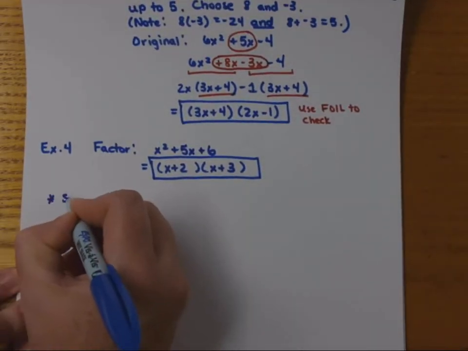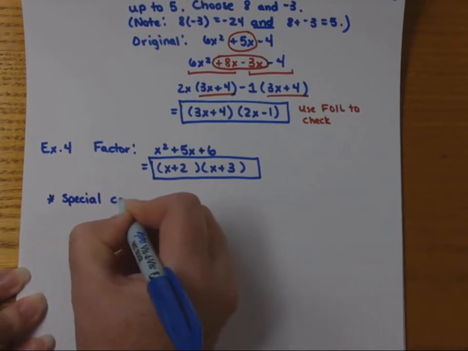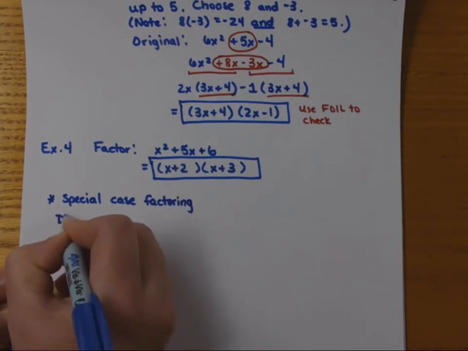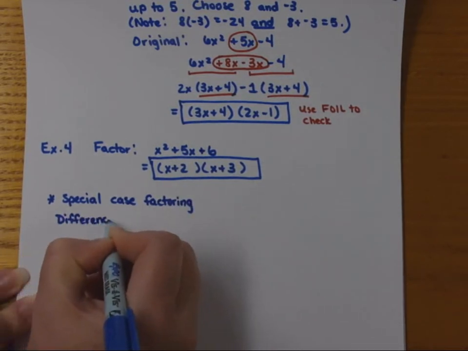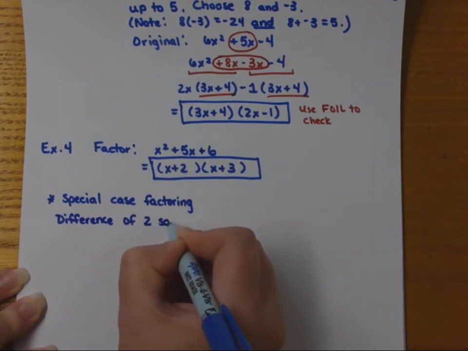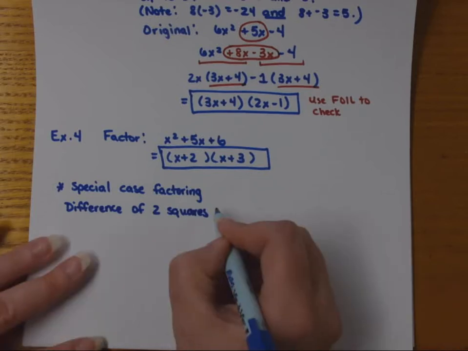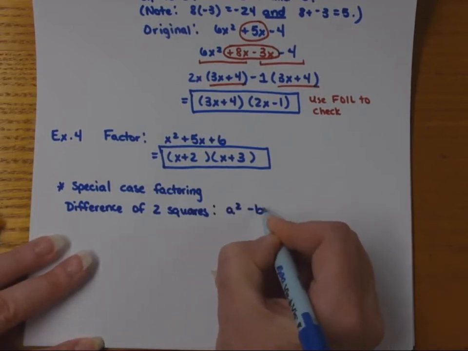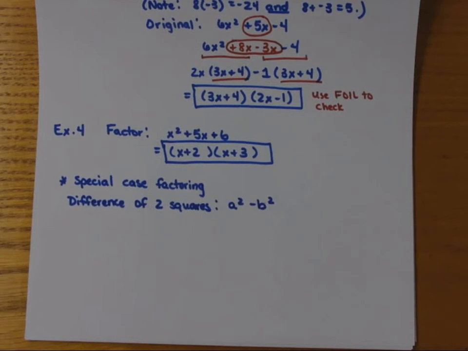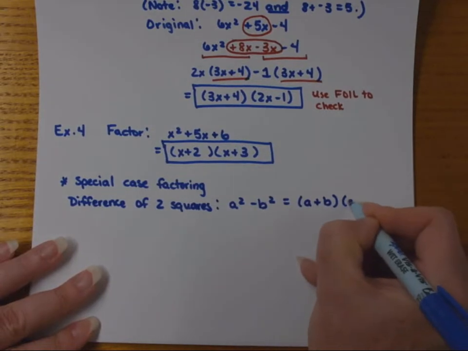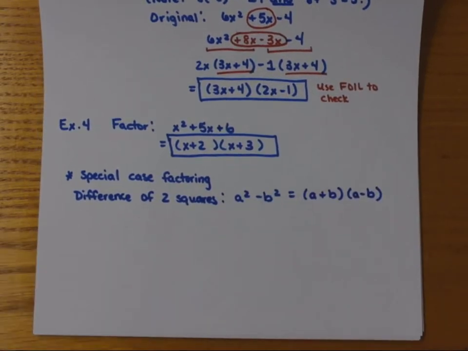Okay, so let's look at some more of what I call special case factoring. I want you to be able to recognize some special cases and factor those quickly, just by observation. There is a special kind of question that is just the difference of two squares. Difference means subtraction. So if you get something like this, where you have something squared minus something else squared, the factorization for that is always the square root of the first plus the square root of the second, and then the square root of the first minus the square root of the second.